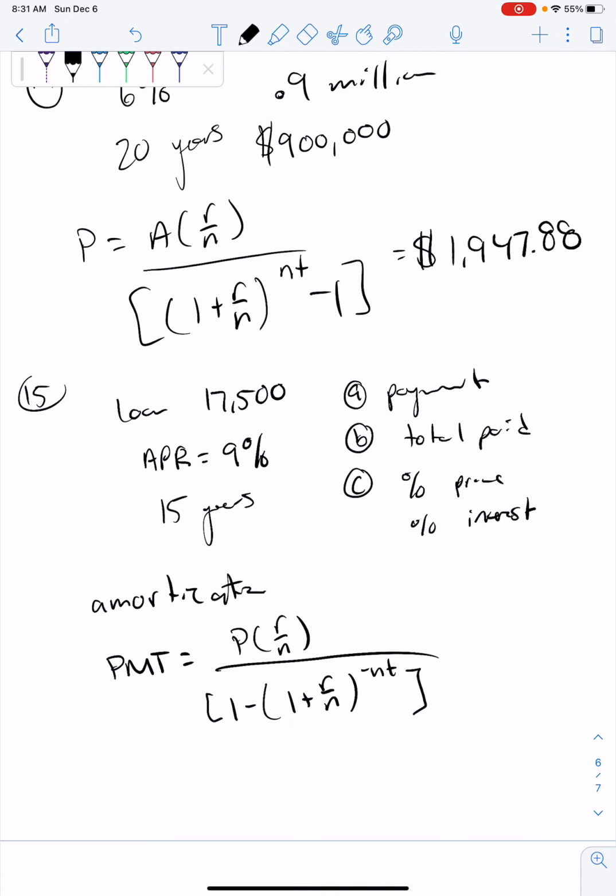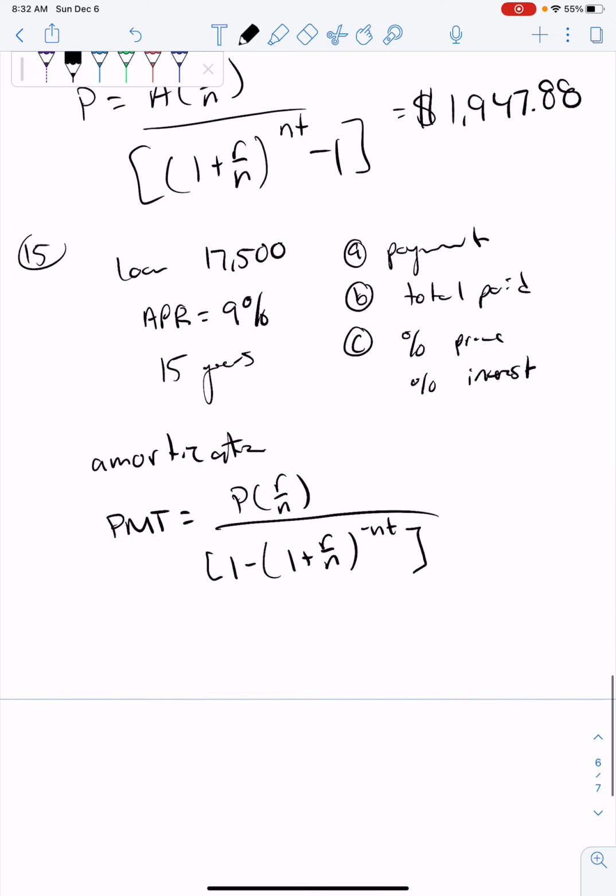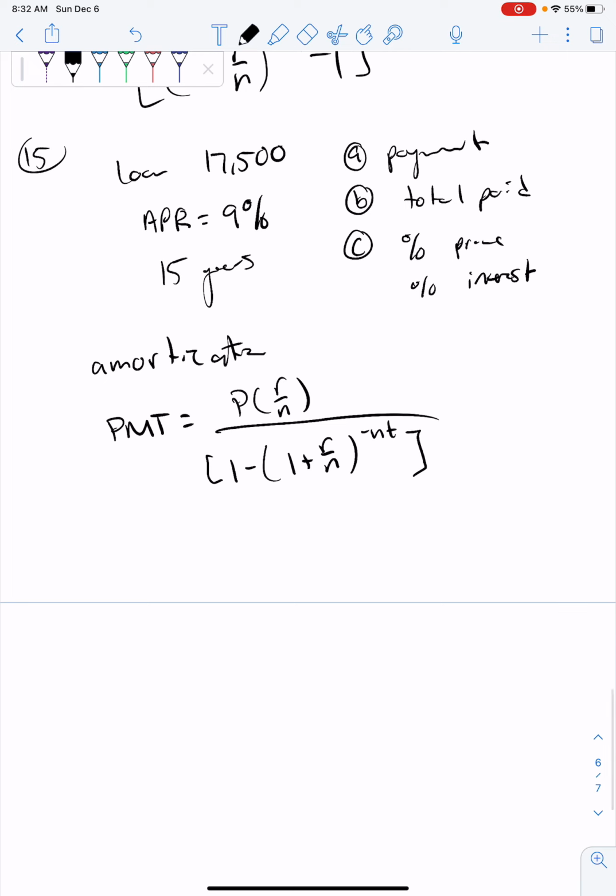So 1 minus 1 plus R over N. It's weird to do a 1 minus 1 plus. And so this is the formula that we're going to use. Again, you don't have to memorize the formula, just know how to use it. Know what it does when you use this formula. So I'm looking for my payment first. So I take the balance. P represents the balance, the amount of money that I'm borrowing, so $17,500.